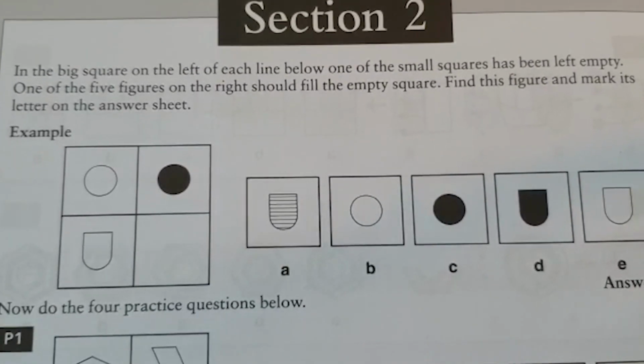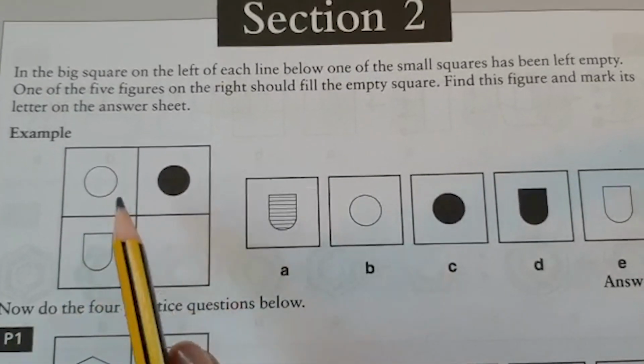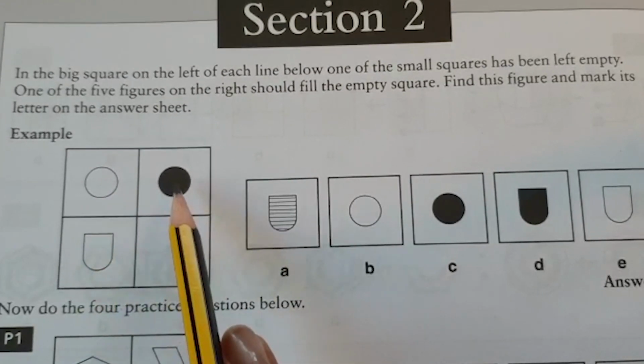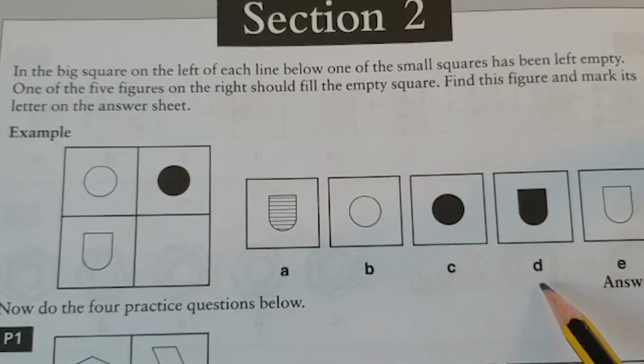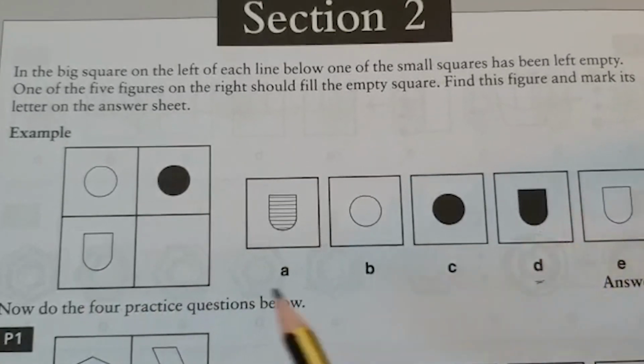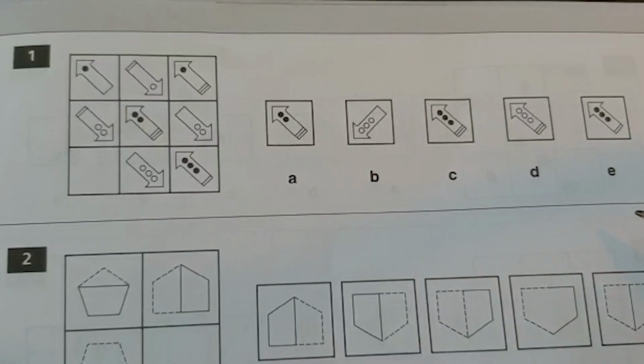example they gave us. Okay, so example, they've given us a white circle and a black circle. And they've given us this shape. And, of course, we know the answer is D because there's the black shape there. Question 1.